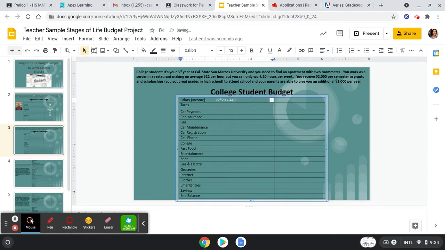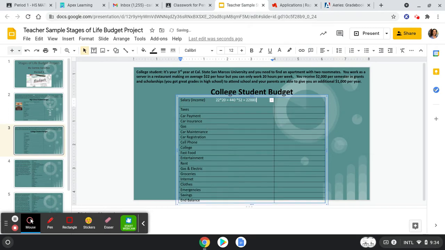To convert that into a monthly, we're going to take the weekly and multiply it by 52, and that's going to give us an annual. So 440 times 52 gives us 22,880. And then we want to divide that by 12 when we're done. This is an annual salary of how much you're working, plus you get the 1,000 from your parents. So we've basically got 23,880 divided by 12.